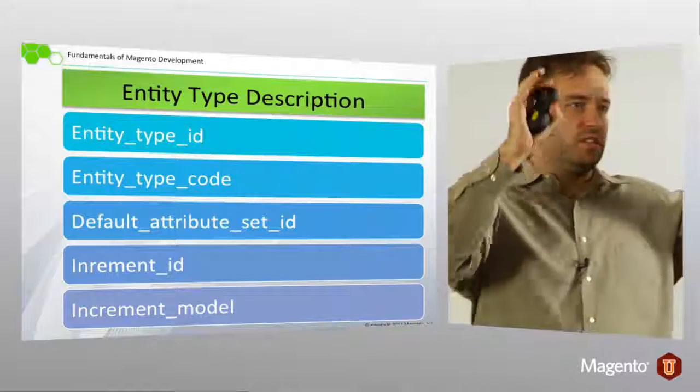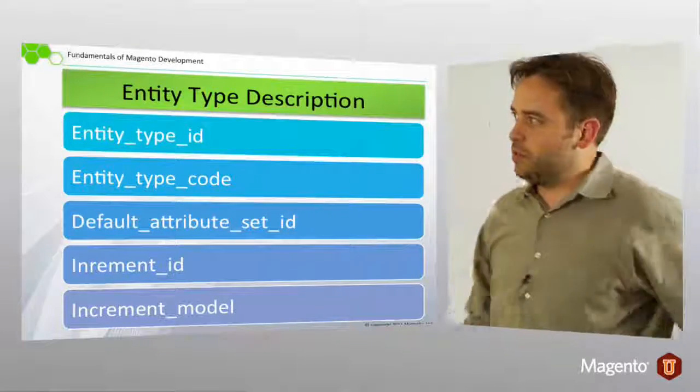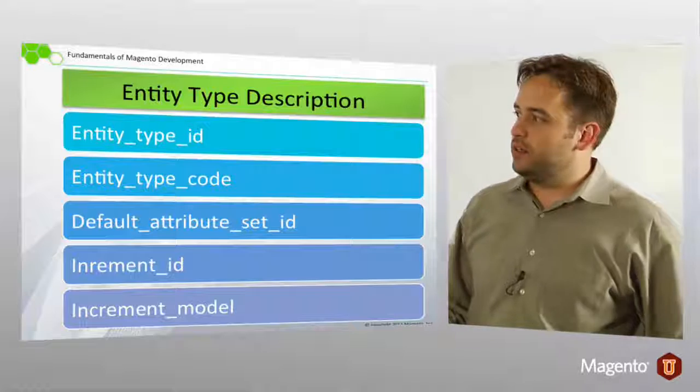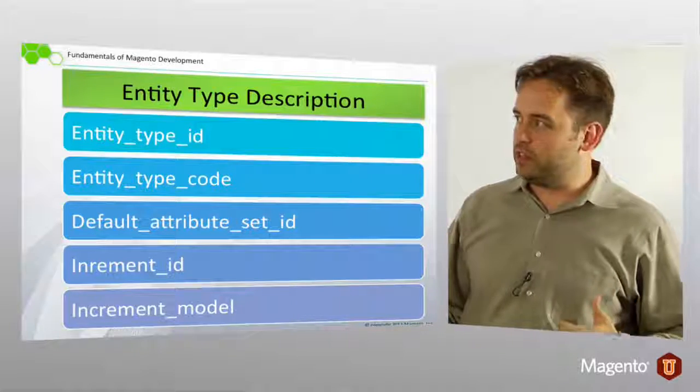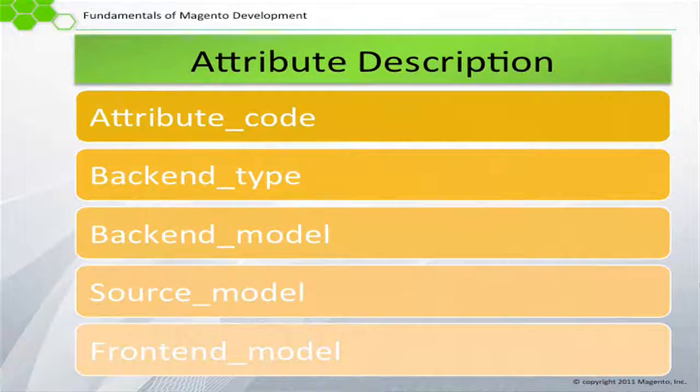So consider again we're dealing with entities and attributes, and this is obviously not a complete description of the table, but these are the important features of that table. Now we also have the attributes. So attribute code, backend type, backend model, source model, front-end model. These are important things that we'll actually be discussing here and using as we add attributes to entities. Okay?